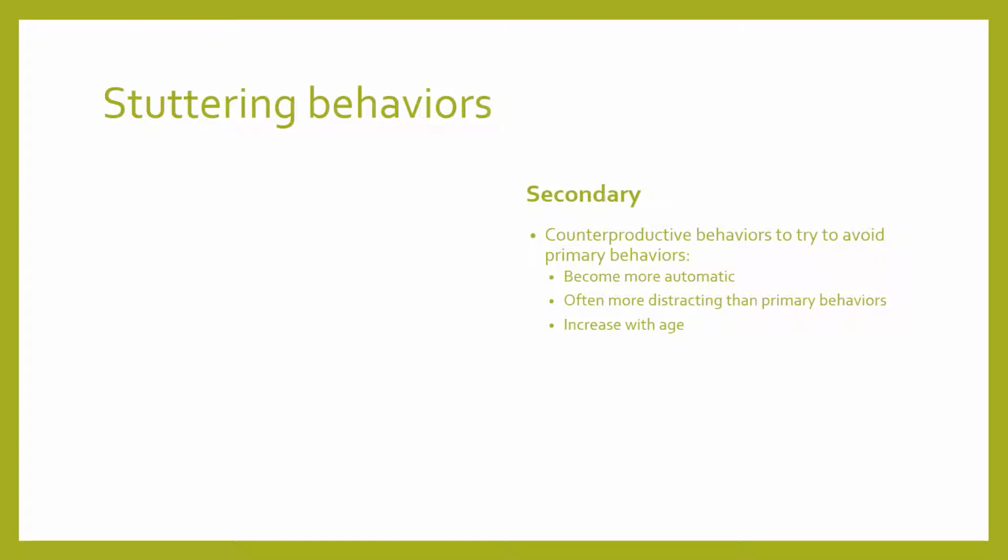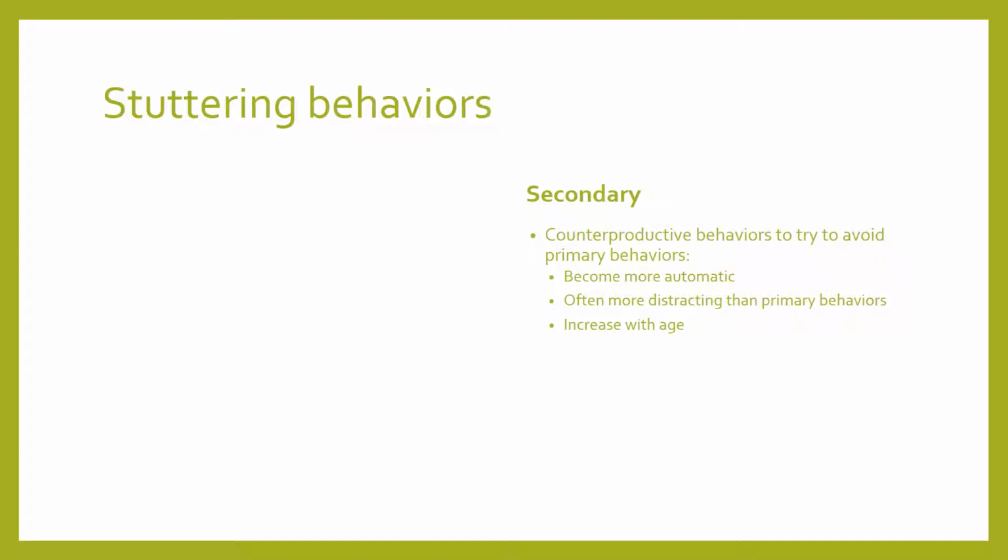So I know that I'm going to have sound prolongation when I say the letter S, so I'm going to squint my eyes together to see if it'll come out better. But what happens is it becomes more automatic over time. So it's not something you consciously think about the first few times that stuttering occurs, but over time you kind of wrinkle the eyebrows together and it becomes this secondary behavior, right? It just kind of happens when you're talking. And the difficulty with that is that it often becomes more distracting than just typical stuttering.